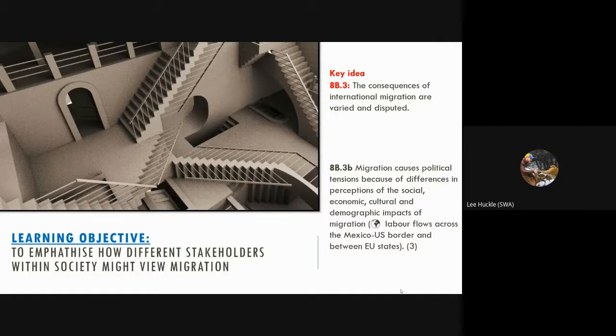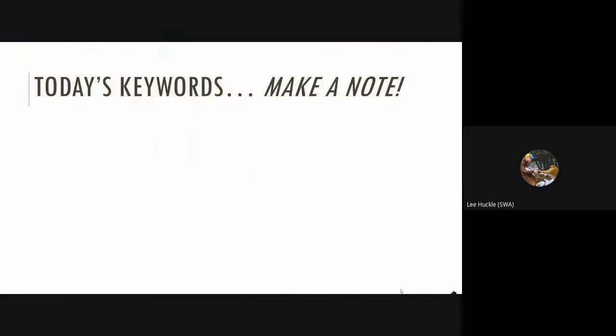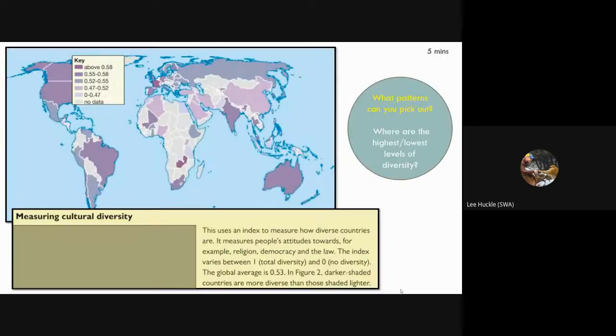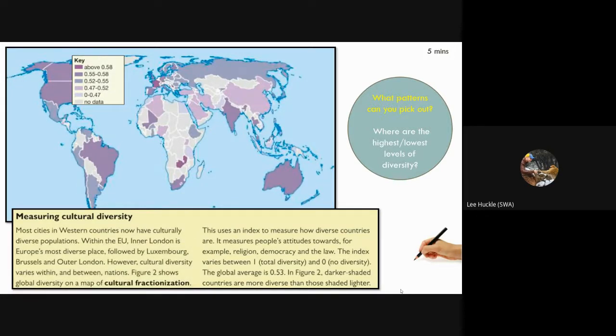And the outcome here was to empathize with how different stakeholders, different players within society, might view migration. And we could have spoken for lessons and lessons on this. So we had some keywords. What is a stakeholder? Sometimes it's called a player. What does demographic mean? Structure of the population. So remind yourself of those two key terms. And what we looked at here was this choropleth map, looking at measuring cultural diversity within countries and bringing in this idea of cultural fractionization. Pause to remind yourself of that.